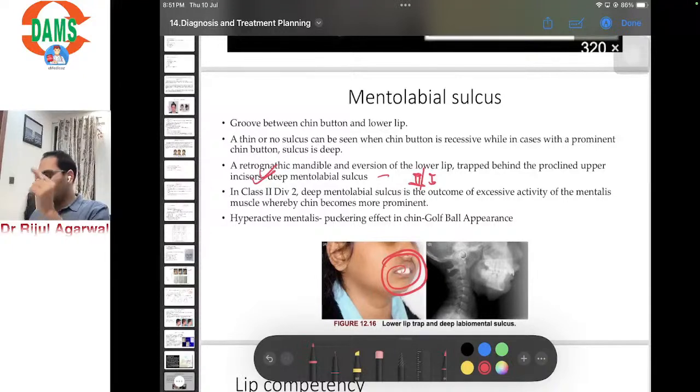Now in MCQ, one confusion arises from here. Sir, in class 2 div 1, it's because of the proclined upper incisor hitting on the lower lip, leading to its eversion and deep mentolabial sulcus, correct. Div 2, why is this happening? In div 2 it is happening because the incisors are retroclined, so because of this there is excessive activity of the mentalis muscle leading to chin becoming more prominent. So class 2 div 1 and div 2, in both cases the mentolabial sulcus is deep, and hyperactive mentalis means a particular term is given, it's known as golf ball appearance.